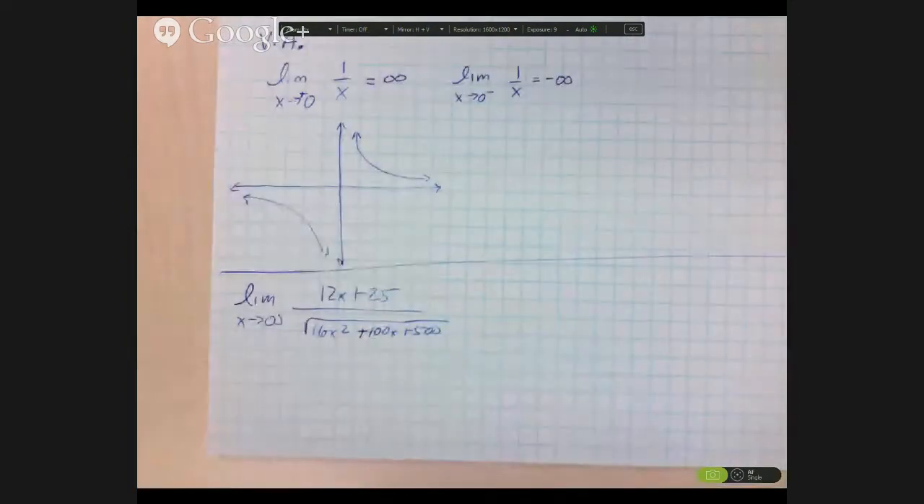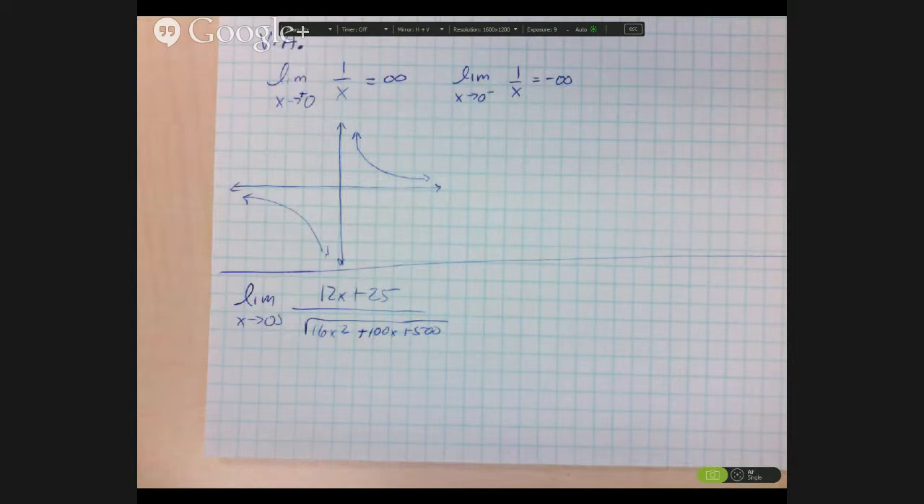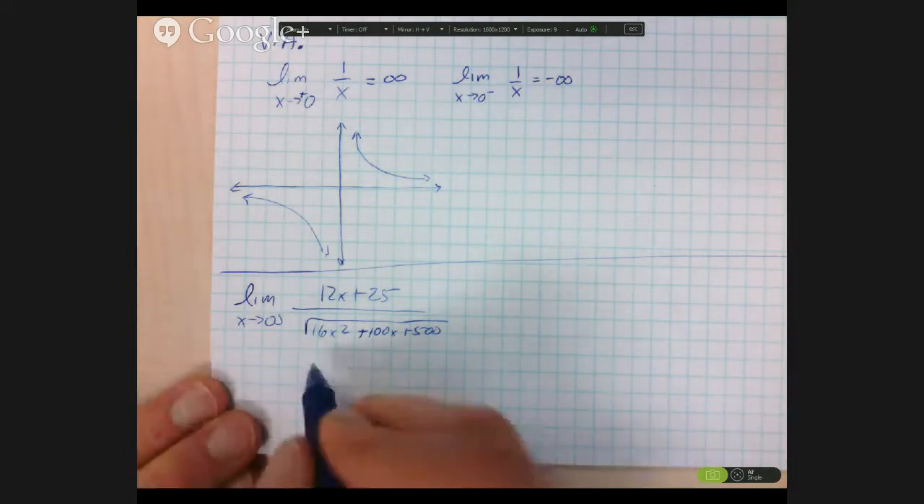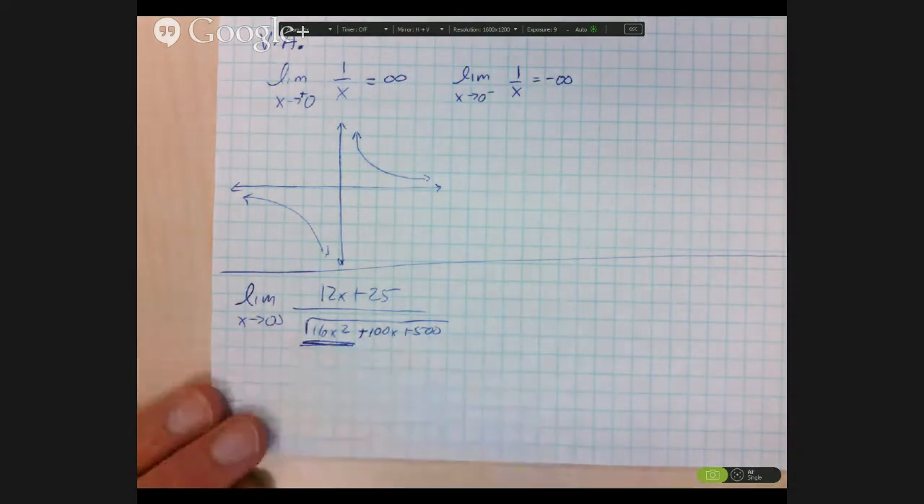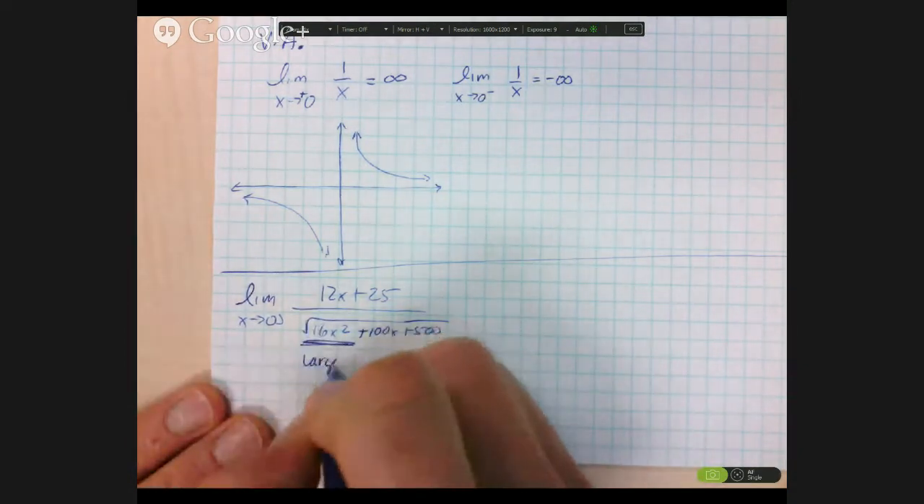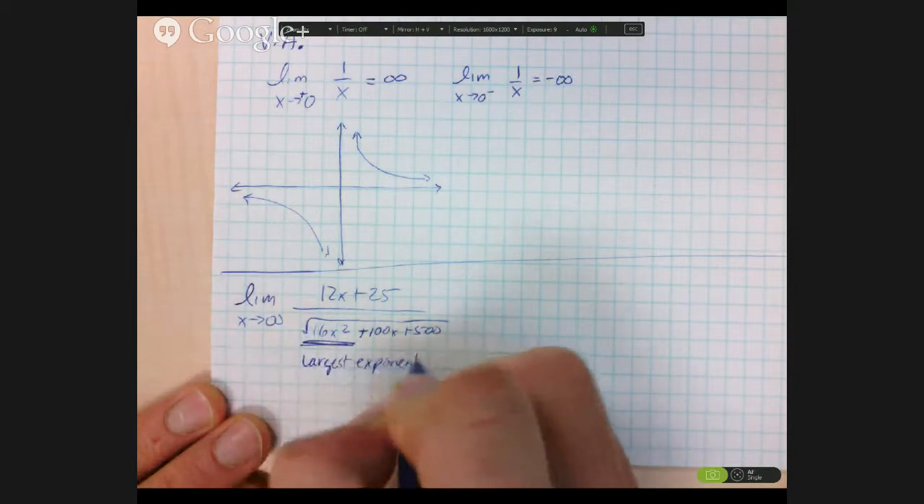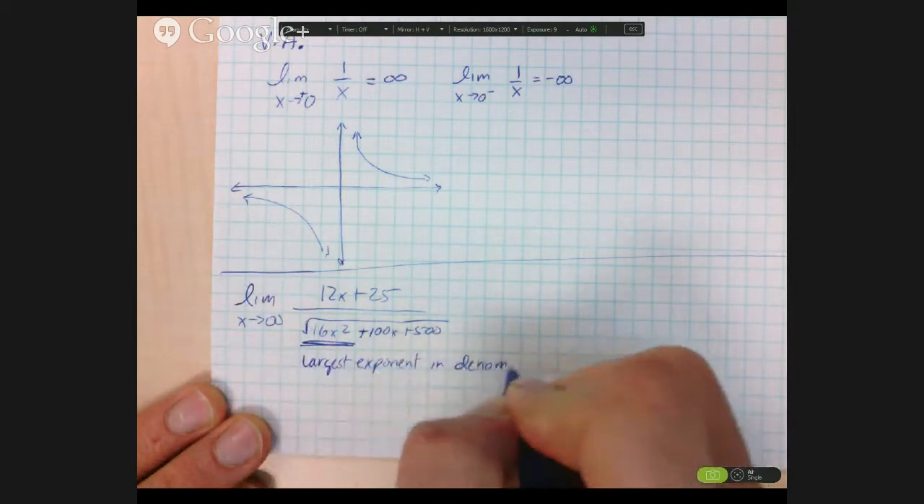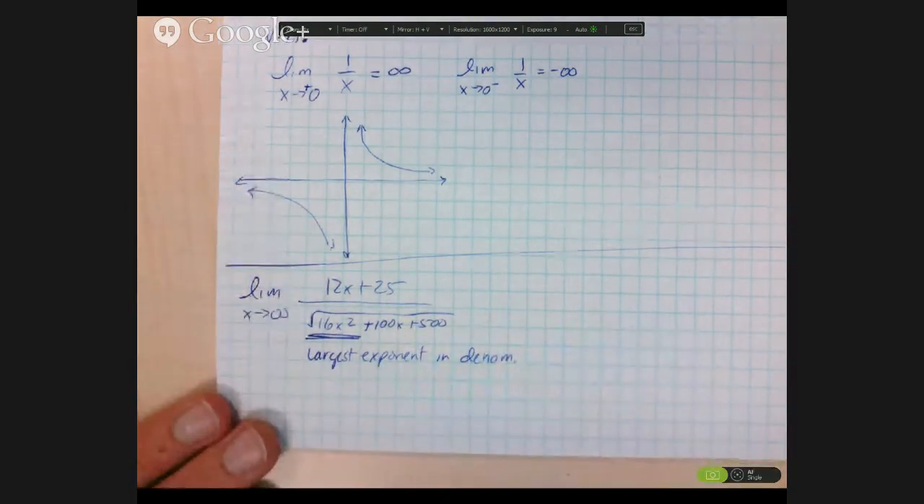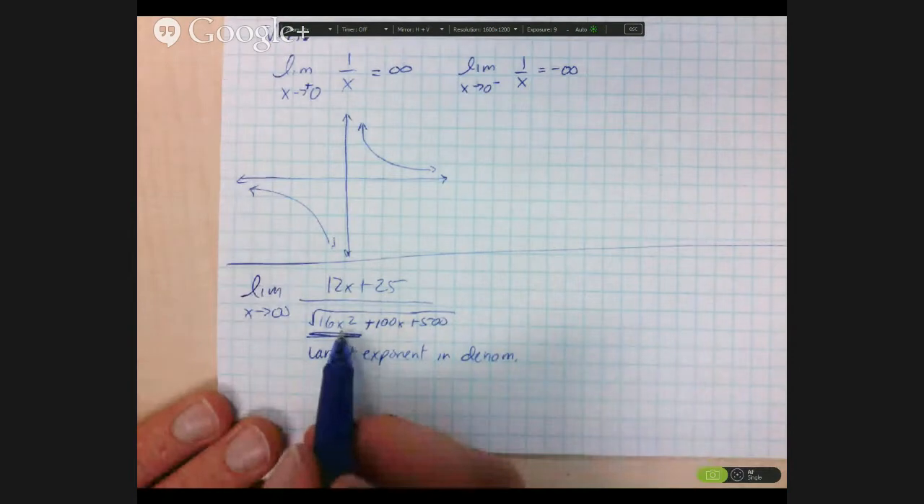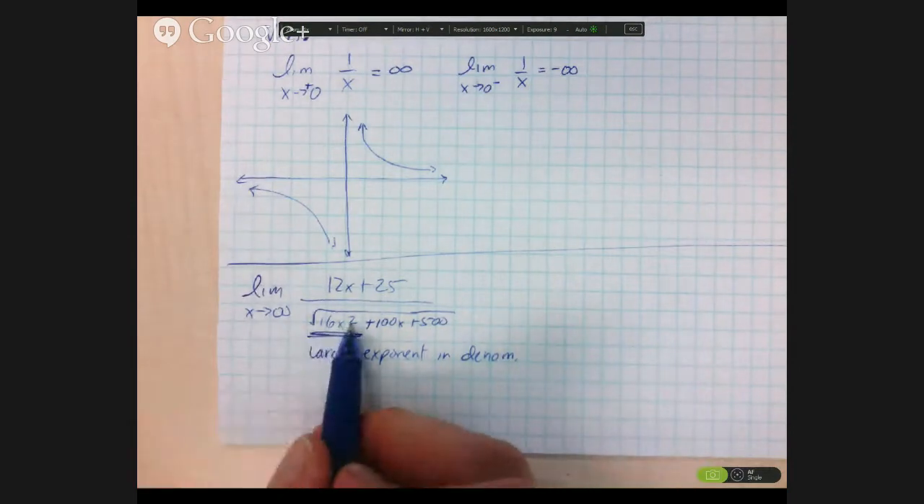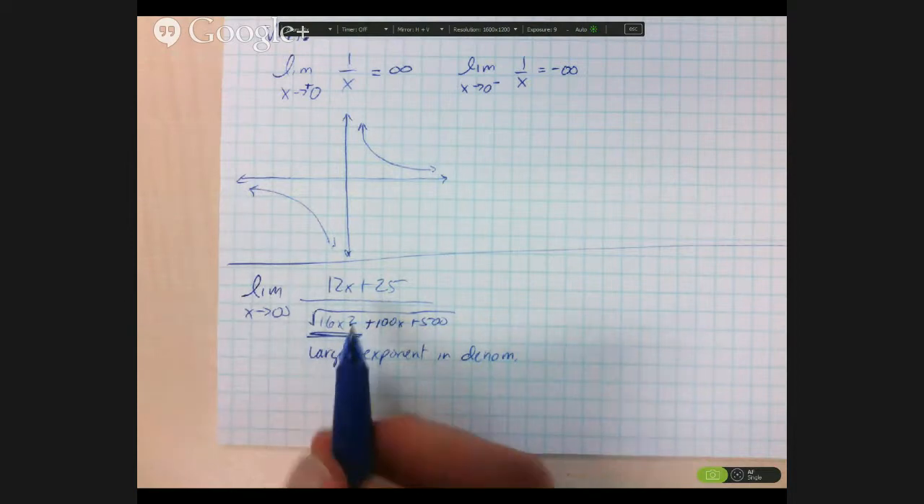Okay, limit as x approaches infinity, 12x plus 25 over root 16x squared plus 100x plus 500. What does that make the largest exponent in the denominator? Right. Okay, so here's a different approach to it. The bottom exponent is x to the 1 because it's the square root of x squared. Right? So we're going to divide everything by x.